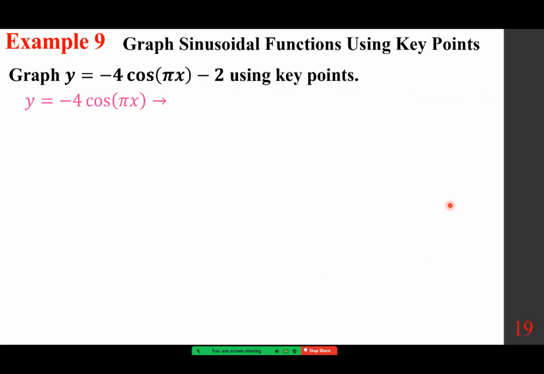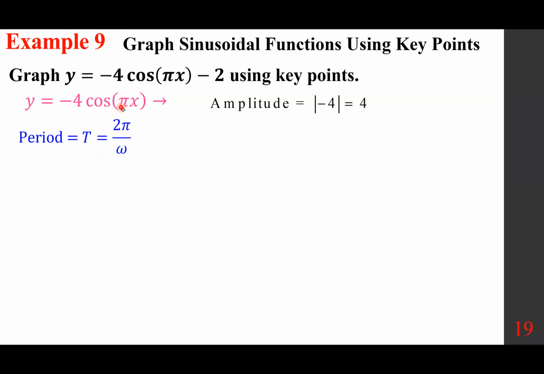So for this one, the amplitude is the absolute value of negative 4, or 4. The period is 2 pi over omega, 2 pi divided by pi, which makes it 2. We're going to cut this into 4 equal parts. So when we divide 2 by 4, we get 1/2.